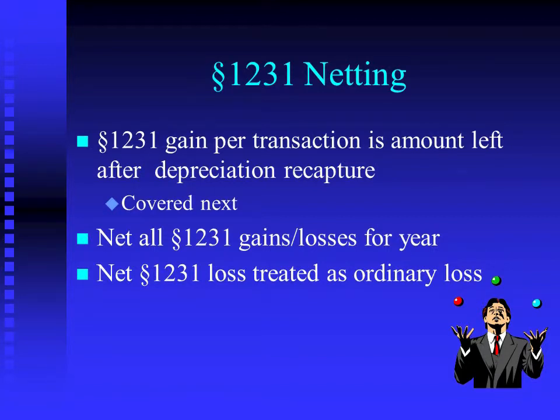So an individual 1231 loss does not guarantee you ordinary loss treatment, because it's only once you've netted them all that if you net negative, you can say that loss is an ordinary loss. And that's an absolute rule. This is the one place where there are no extra caveats. If you have a net 1231 loss, the character of that loss is ordinary, end of story.